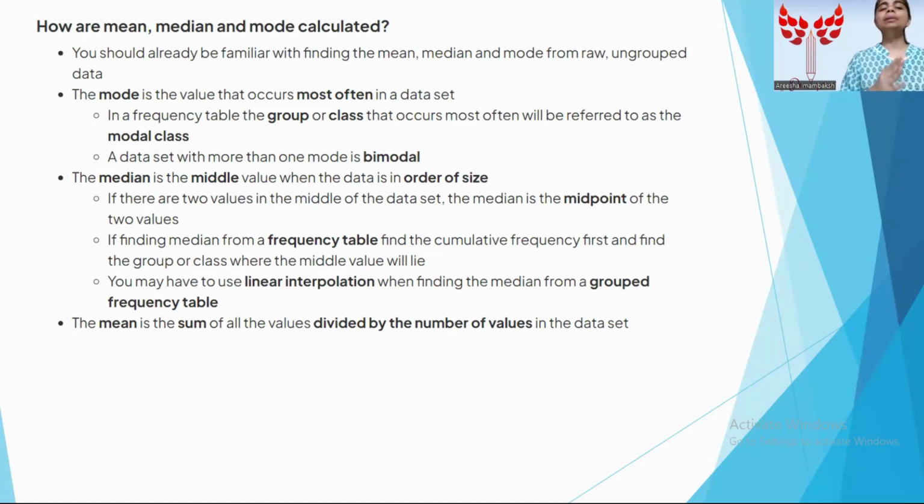Now, if you find the median from the frequency table, it's important that you find the cumulative frequency first, right? So we will do this once we do cumulative frequency, and then it will be done in our future videos. And then we are going to find the group or class where the middle value lies. Okay. And if you have a group frequency table, you need to do linear interpolation. This would be again done in our future videos. Today, we're just going to look at it with simple data.